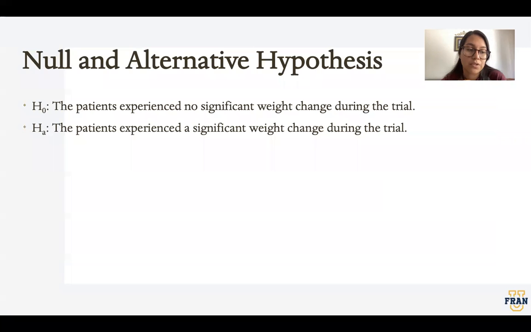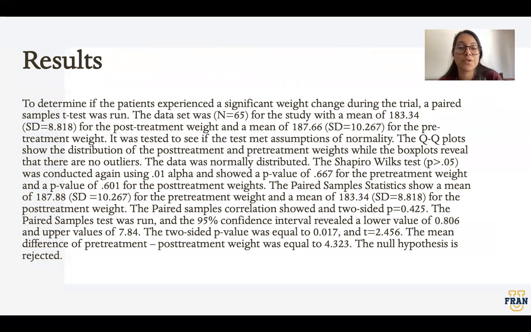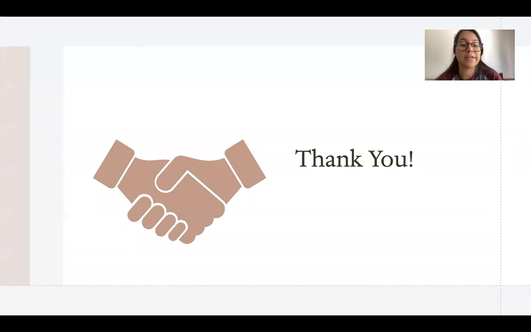And so our null and alternative hypotheses are that the patients experienced no significant weight change and the patients experienced significant weight change during the trial. So the null was rejected. These are the results. And that is my presentation.